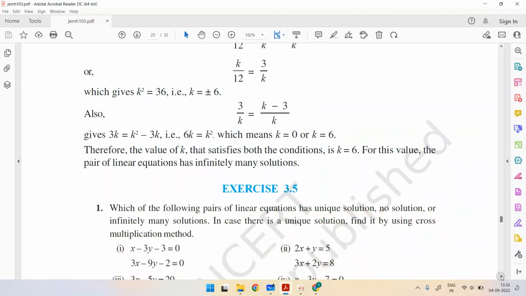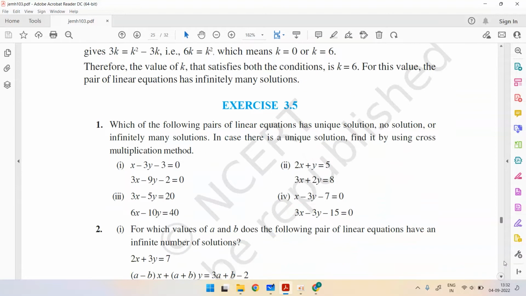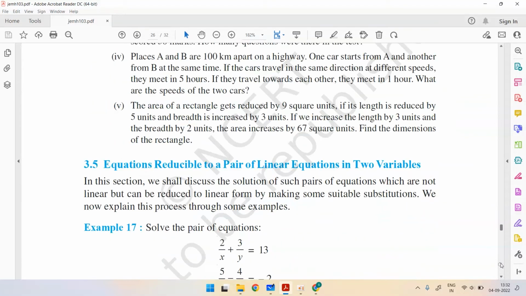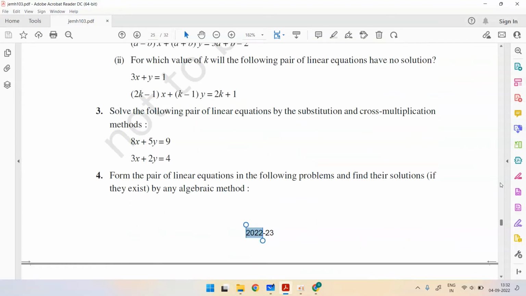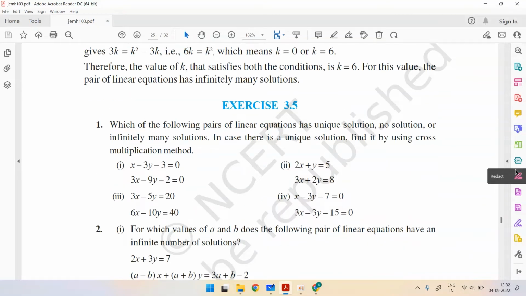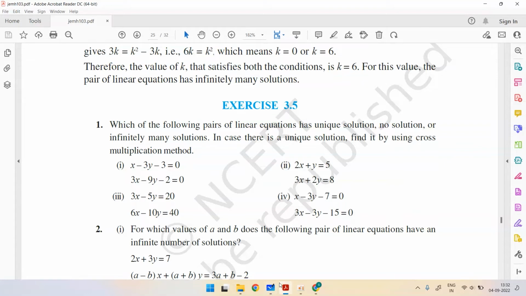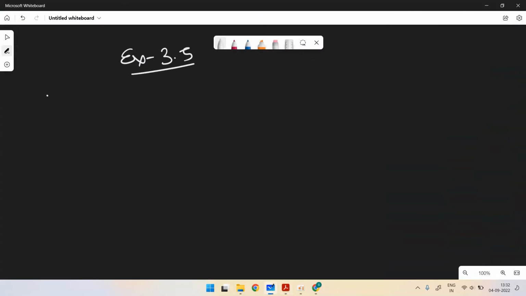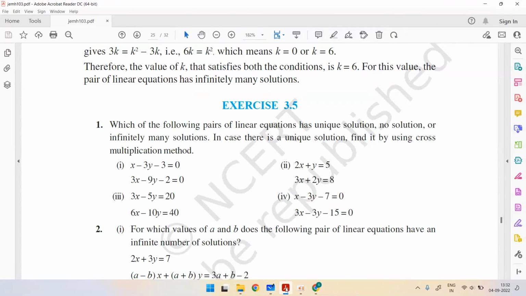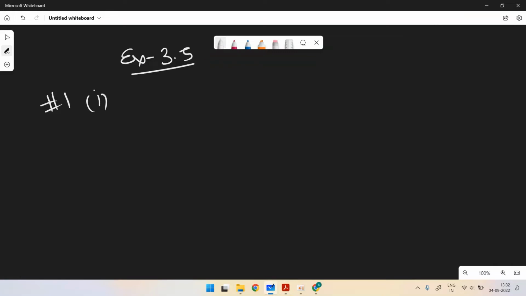Now it is high time to get into the exercise. Exercise 3.5, question number 1. I will not be doing all the questions because they will be similar. I am doing some tricky ones. In class exercise 3.5, I will do question number 1, the first part and the fourth part.